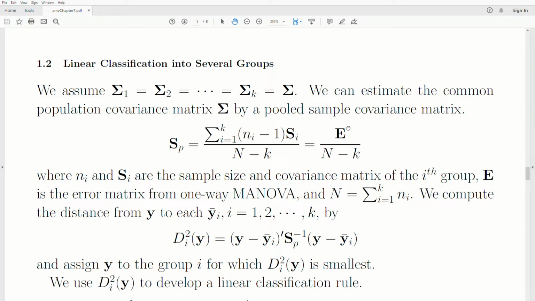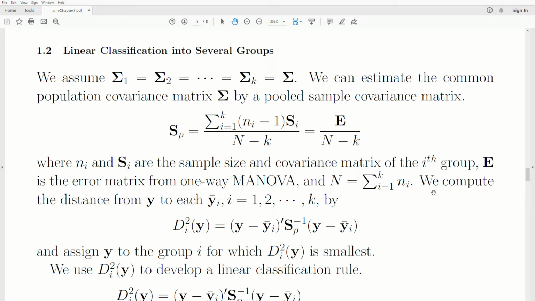Now E is the error matrix, and I'm going to point you back to one-way MANOVA for more detail on that. Capital N is the sum of all the sample sizes in each group. K, of course, is the number of groups.